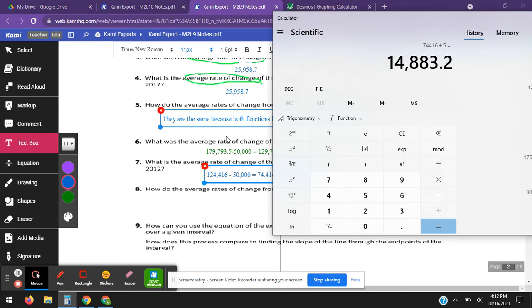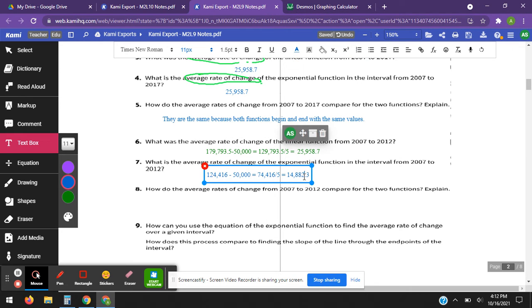Oh, 83.2. 88. Got this backwards. 2. Okay, so notice how my rate of change was different. So how do the average rates of change from 2007 to 2012 compare in these two functions?